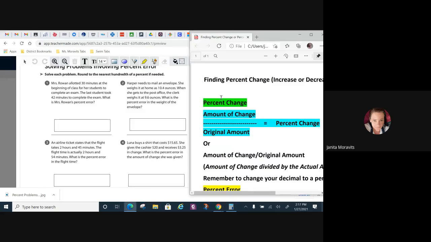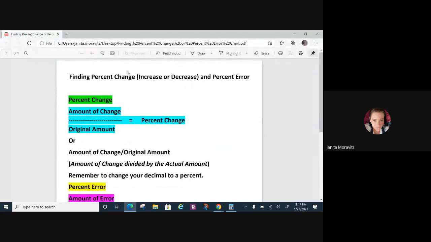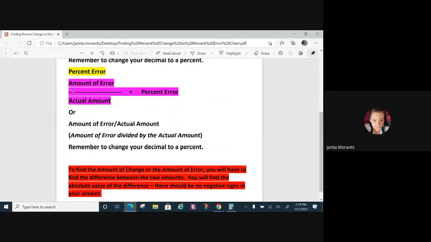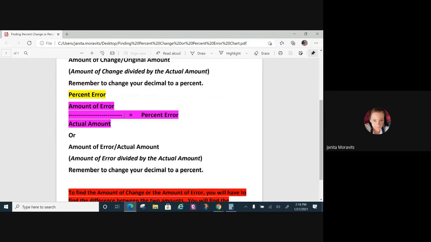And remember that you have this lovely little chart that I made for you. We talked about already finding percent change. This time we're going to talk about percent error. Percent error, you're going to take the amount of your error, and we'll go over this, and divide it by your actual amount. Let's say you made a mistake in your estimating of a measurement or something like that. That's what you would use this for. So you will take the amount of the error and divide it by the actual real amount.